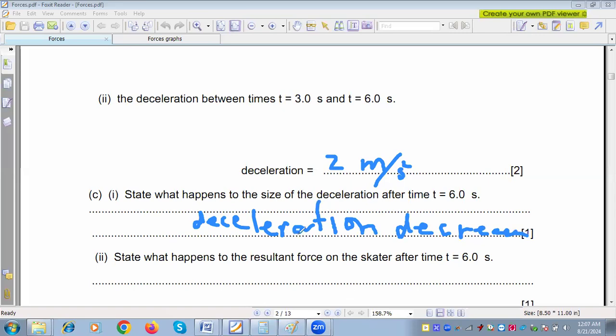And what happens to the resultant force on the skater after t equals 6 seconds? The resultant force which was acting in the backward direction is also decreasing. That is why the deceleration is decreasing.